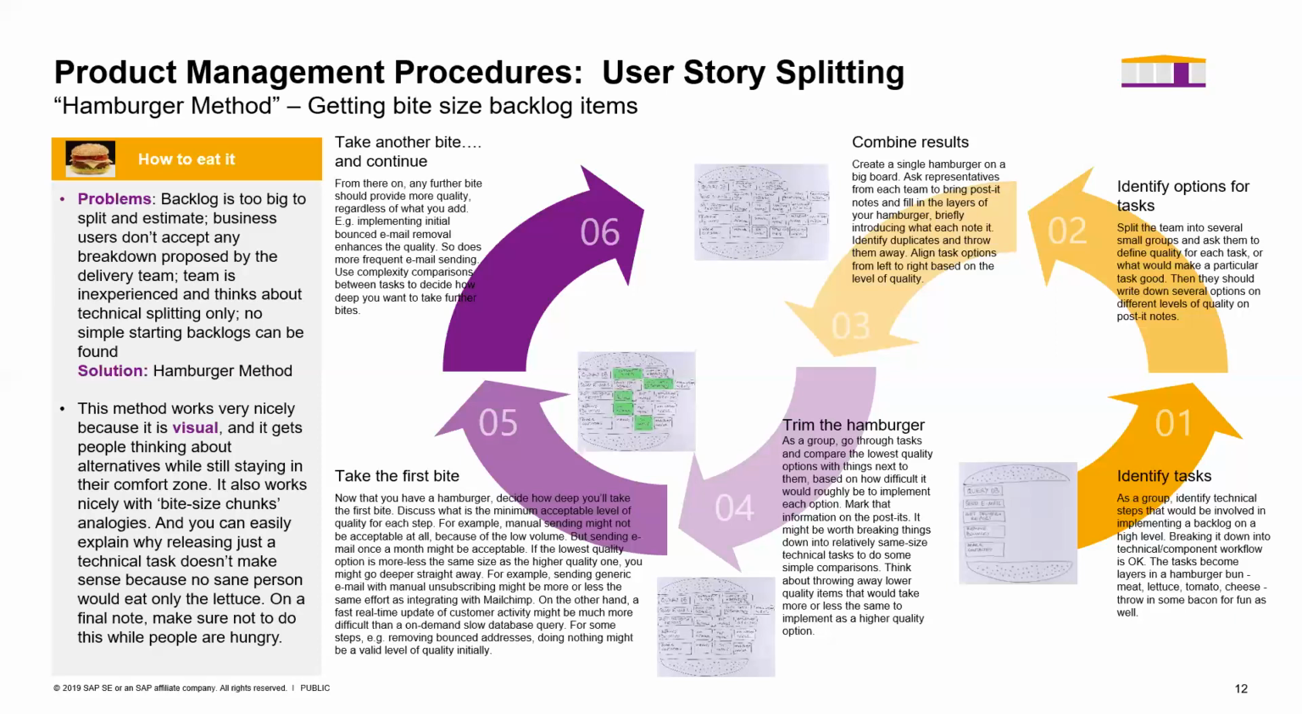Then you have a more convergent process. Trim the hamburger, really look at it: what are the things we definitely need to do, what might not be required, and what will not be required after a second thought. The fifth step is the important step. We call it taking the first bite. Look at all the tasks we already have, now you have a hamburger, and decide how deep we want to take the first bite. Discuss the minimum acceptance level and quality for each step.